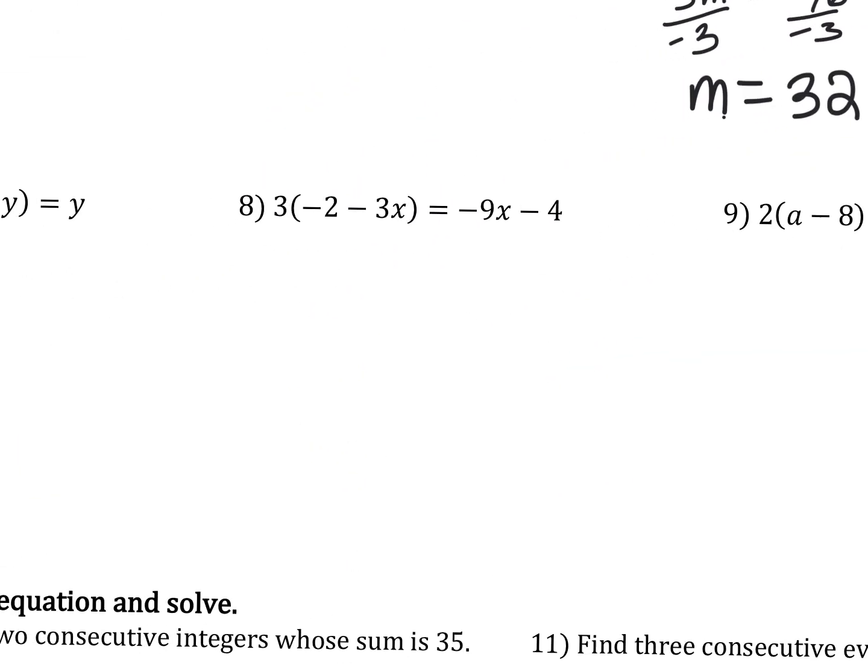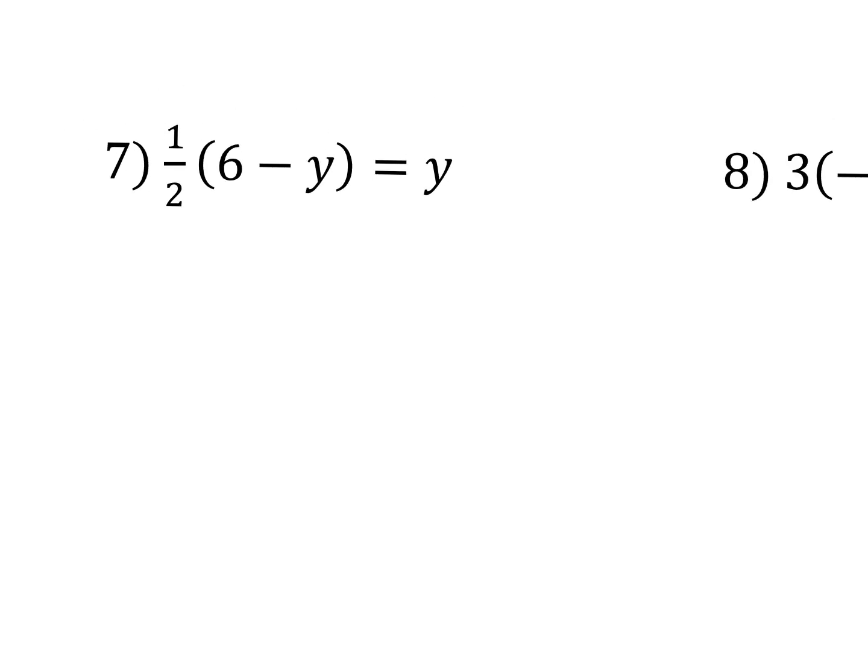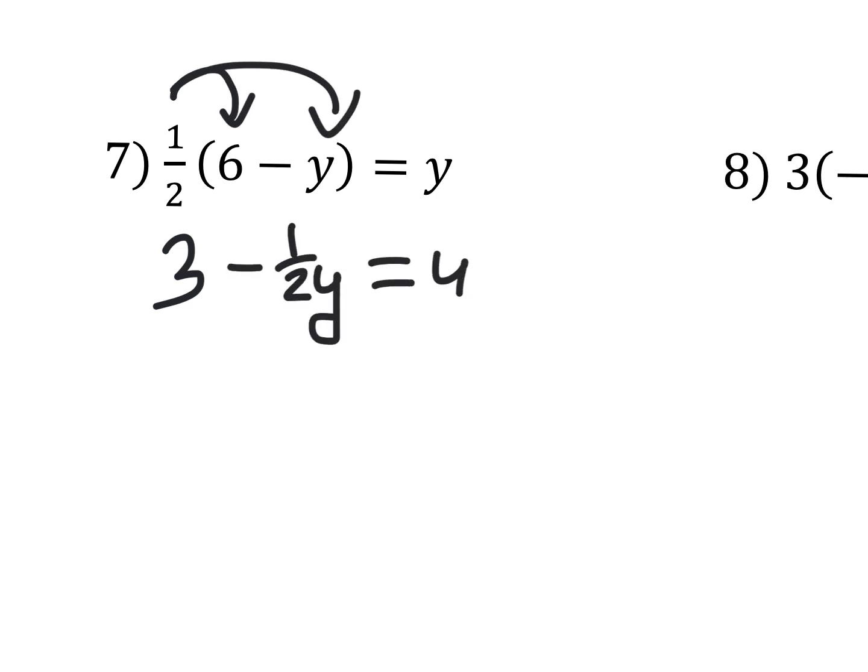All right, number 7. We're getting there, we're getting there. Okay, here's what a whole bunch of people have been doing wrong for number 7. Oh my goodness. First of all, we get the distributive part right. 1/2 times 6 is 3. And then 1/2 times negative y is negative 1/2 y. Okay? And then we just bring the other side down.